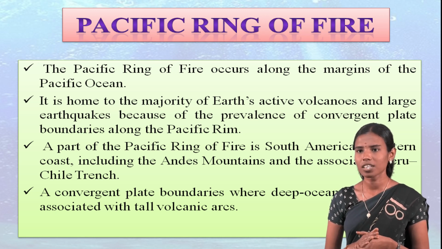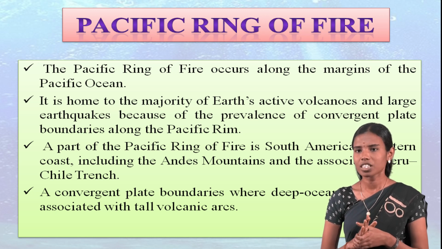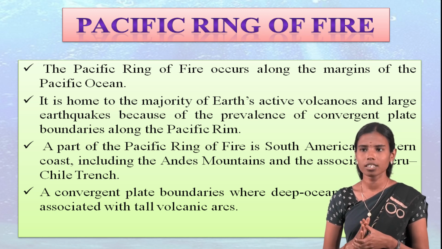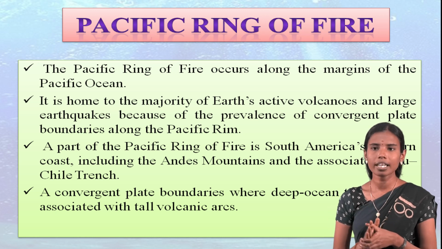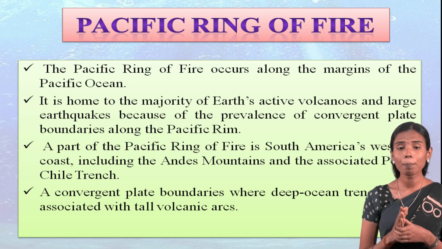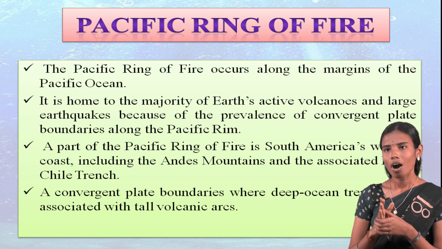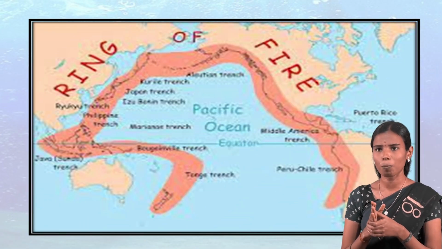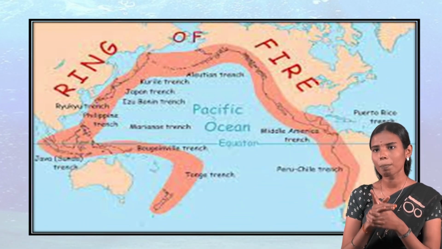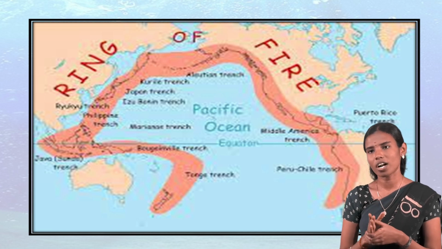A part of the Pacific Ring of Fire is South America's western coast, which includes the Andes Mountain and the associated Peru-Chile Trench. A convergent plate boundary where deep ocean trenches are associated with tall volcanic arcs. This is the picture of the Pacific Ring of Fire, which surrounds the Pacific Ocean, where more than 3 plates collide with each other and form earthquakes and volcanoes.